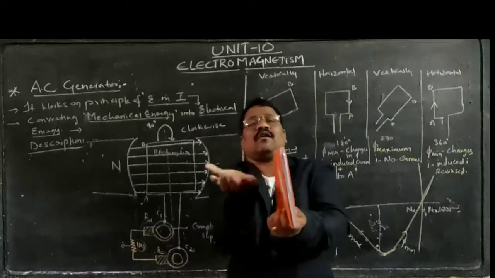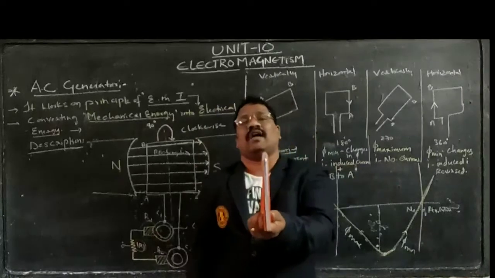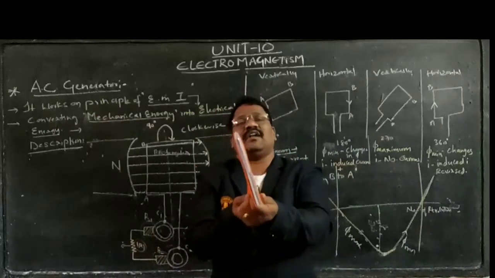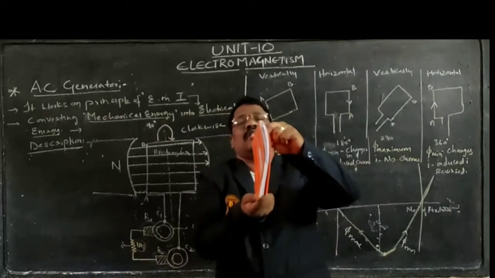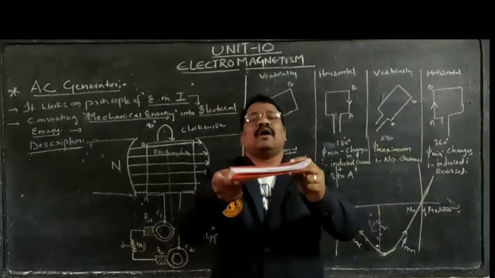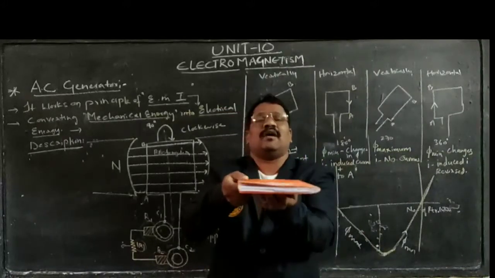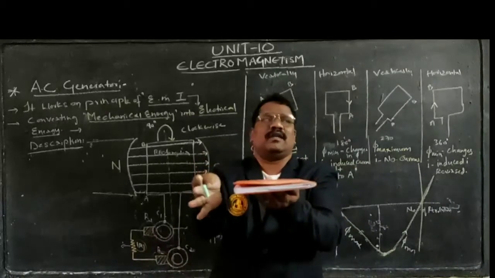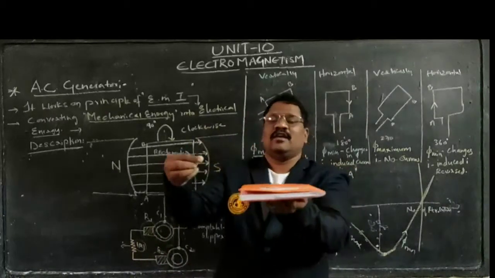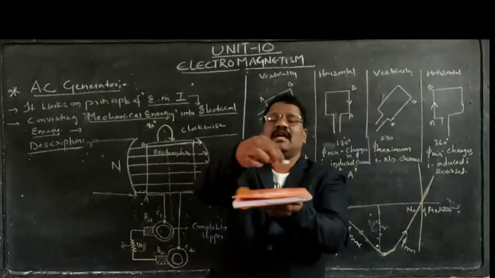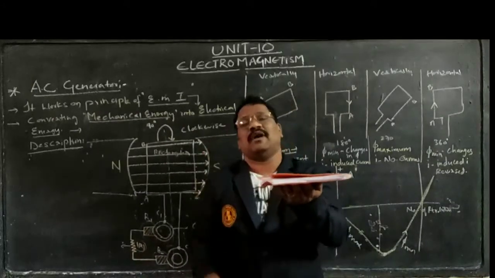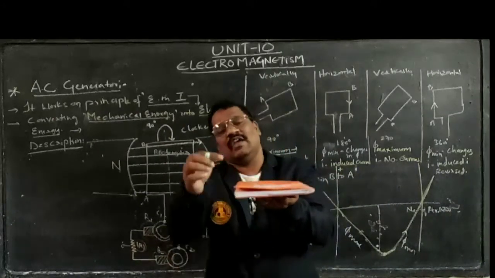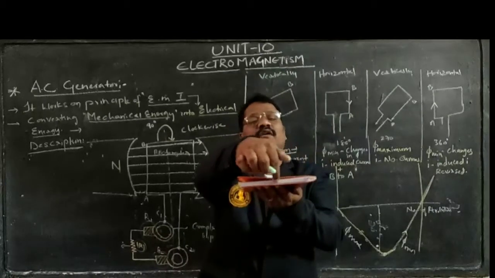Now what happened? The coil is rotating in the clockwise direction. From this position, the coil between the bar magnets is rotated in this way. Here the bar magnet is existing, here the bar magnet. Now check whether the magnetic lines of force are passing through this coil or not. If you observe, this is the width of the coil.